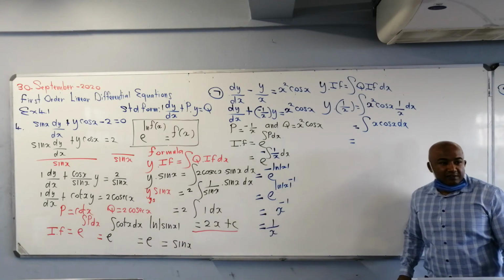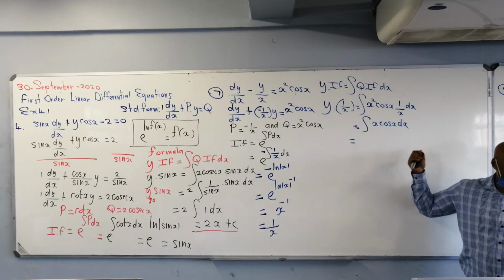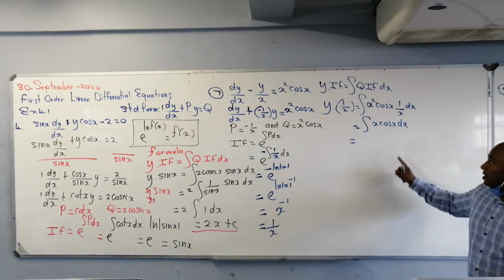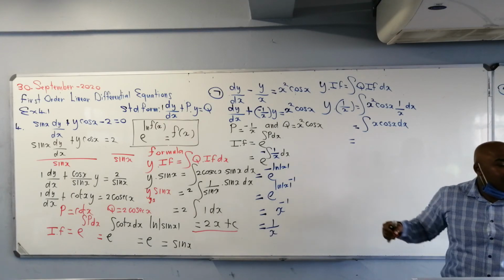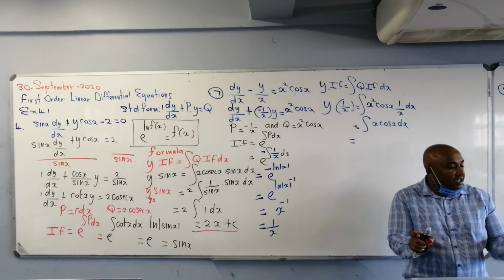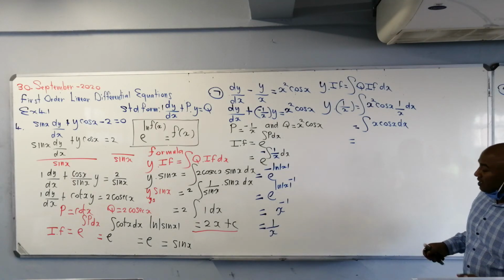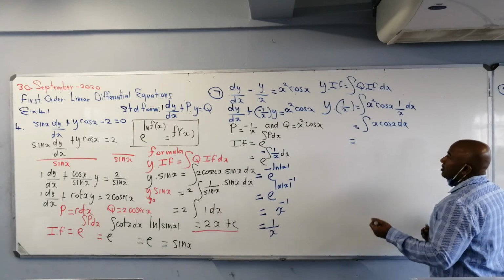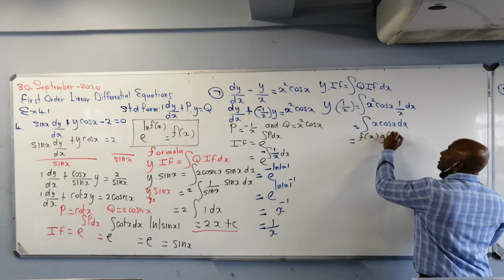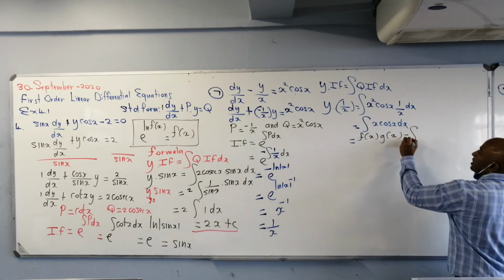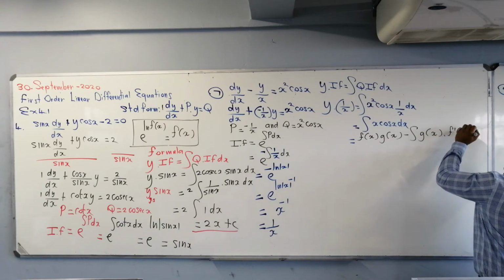And now we need to integrate x times cos x. So this is not an exact derivative problem, because the derivative of x is not cos x, and the derivative of cos x is definitely not x. This is multiplication, integration by parts. You must recognize this is integration by parts. So the formula for integration by parts is f of x, g of x, minus the integral of g of x times f prime x.